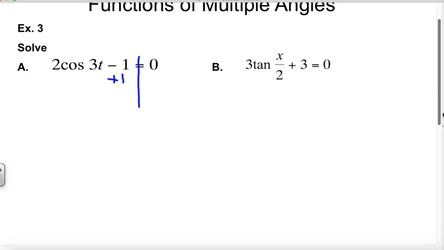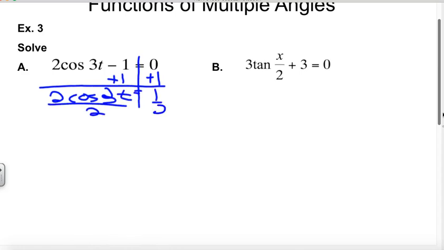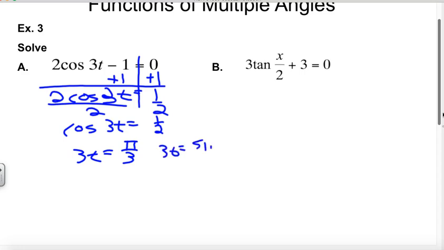So right here we've got one trig function. We're just going to isolate that trig function like we did on the first example. So add 1. Then we divide by 2. So we get cosine of 3t equals 1/2. Now we've got to figure out when cosine is 1/2. All right, so you look at your unit circle and we see that the x values are 1/2 at pi over 3 and at 5 pi over 3. So 3t is going to equal pi over 3 and 3t equals 5 pi over 3.